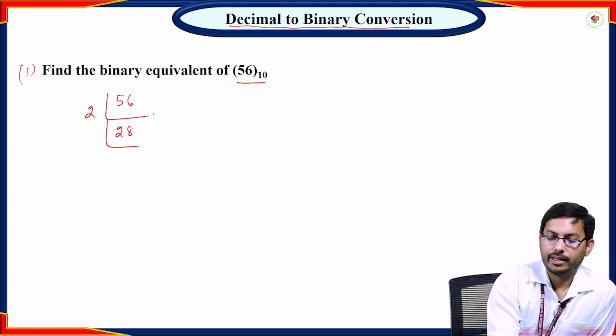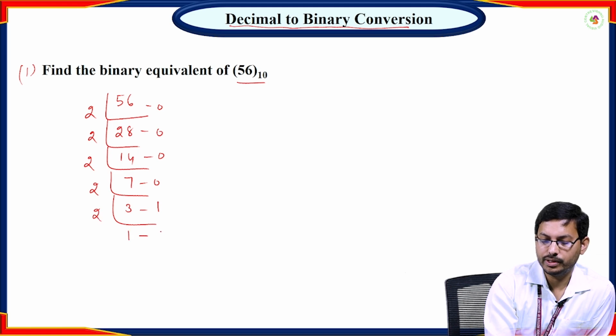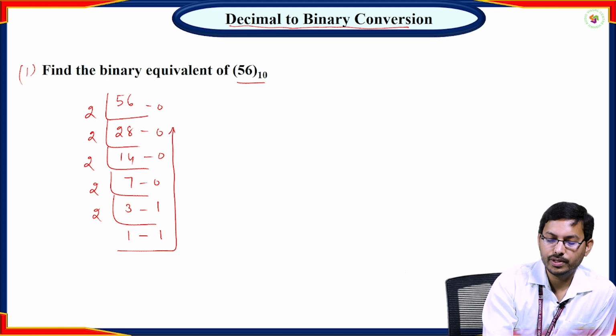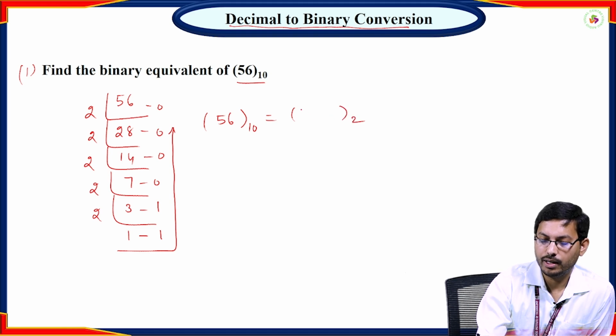Dividing by 2, the remainder is 0. Then 2 into 14, here the remainder is 0. Then 2 power 7 and 2 threes, here the remainder is 1. Then for 1, here also the remainder is 1. Now we need to take the values from bottom to top. So finally, what is the value of the decimal number 56 converted into binary? This is the value: 1 1 1 0 0 0.